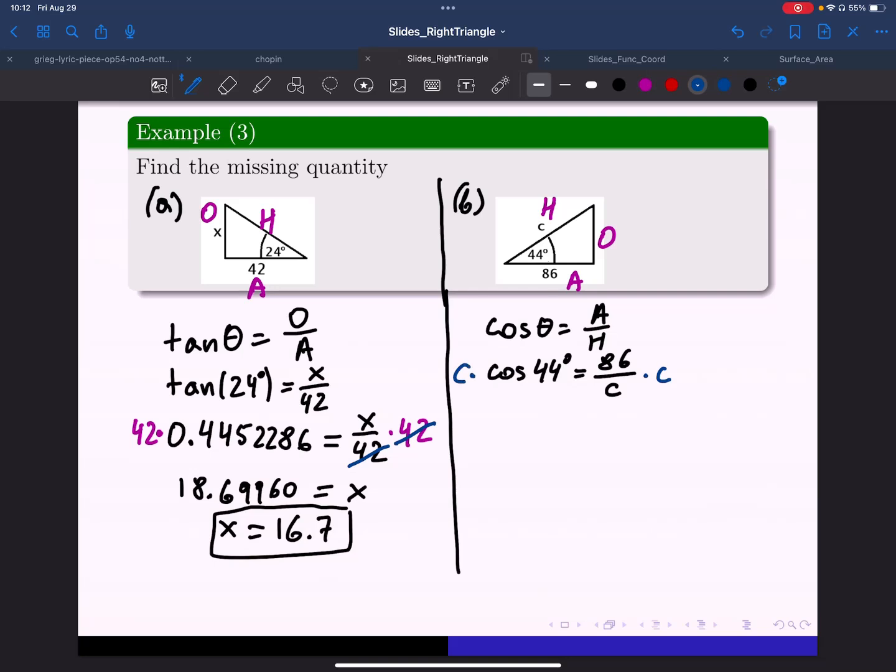So the c cancel out. So we have c times cos 44 is equal to 86. We can type on calculator cosine 44 is 0.71933998, and this would be equal to 86.